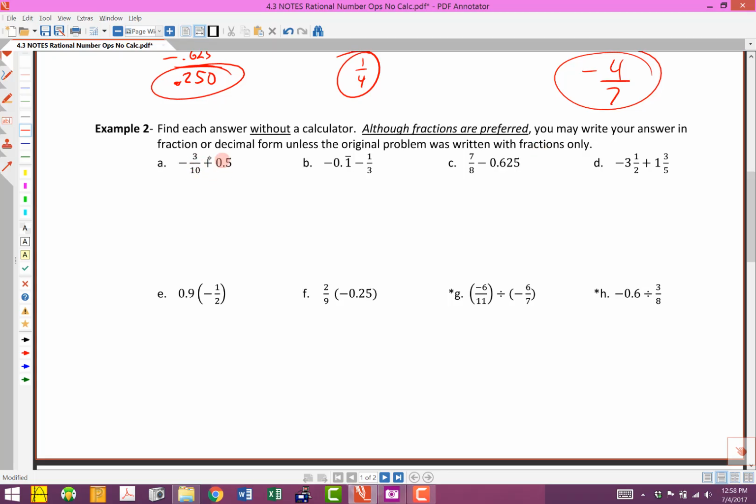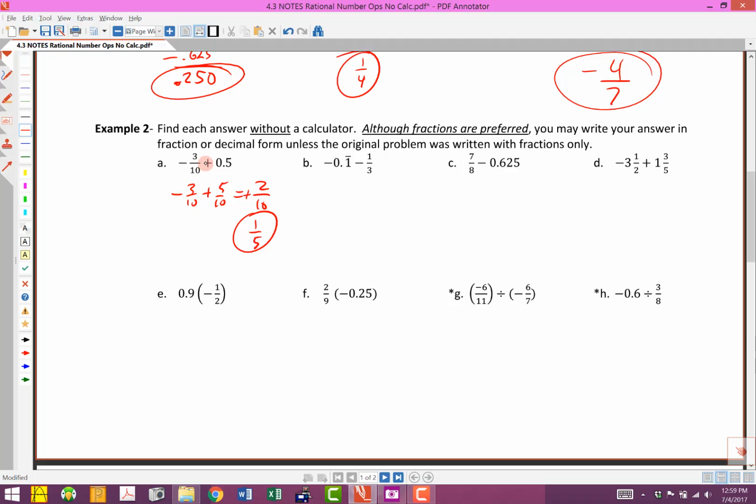So let's take a look at this one right here. If we have negative 3/10 plus 0.5, I would recognize that as 1/2, or let's think of that as 5/10. So this is going to be negative 3/10 plus 5/10. Different signs, we're going to find the difference. The difference is 2. The bigger one's positive, so this is going to be positive 2/10, which we'd reduce to 1/5.